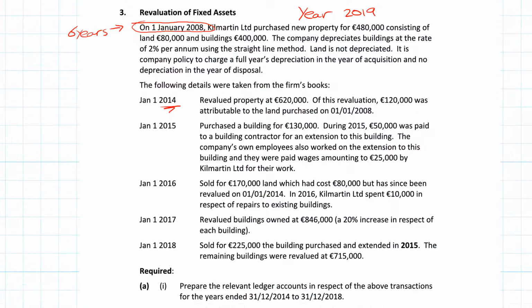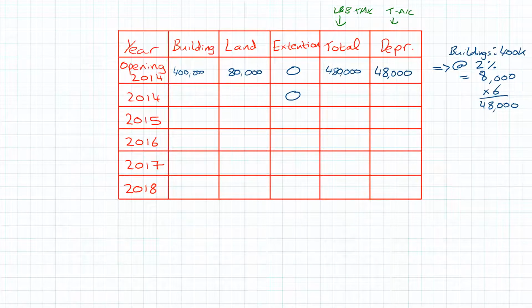So what happened in 2014? We revalued property to 620. Of this revaluation, 120 was attributed to the land, so 120,000. So this will increase up to 120,000. So we're not putting how much we increase by into our boxes. What we put in is how much the value of it is now. Okay, so it increases by 40,000, but we don't put in the increase. We only put in what it's worth now.